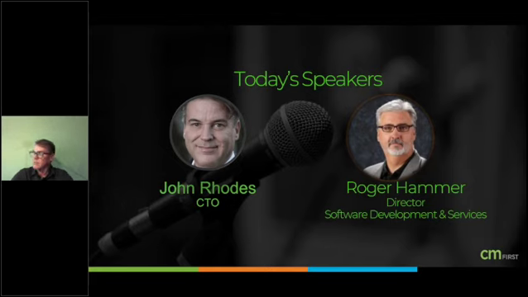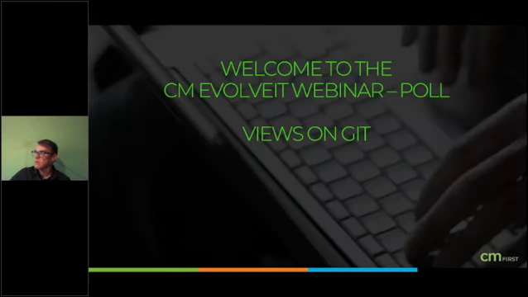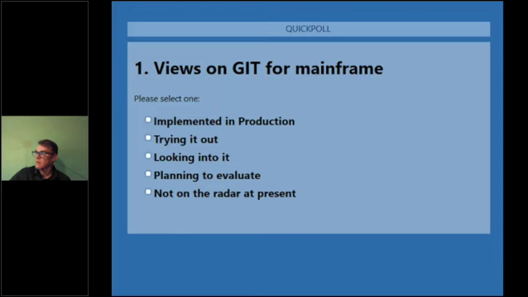So if you've been on our webcast before, you know we like to have several questions. So the first one's going to be, what are your views on Git software? So I bring up a poll. So please select one of the following answers. Is it implemented in production, or we're trying Git out, we're looking into it, we plan to evaluate, or it's not on the radar at present? And what do our responses look like? Let's take a look.